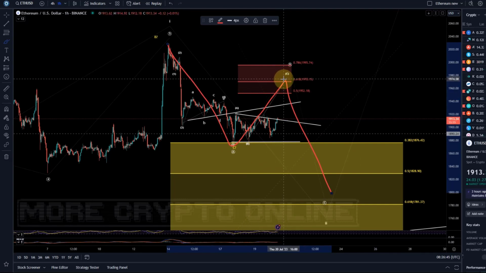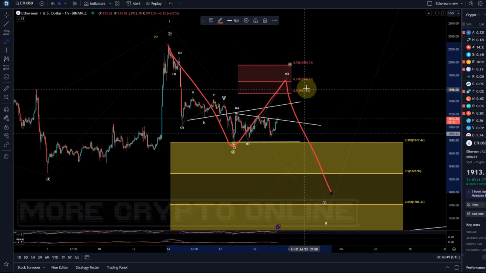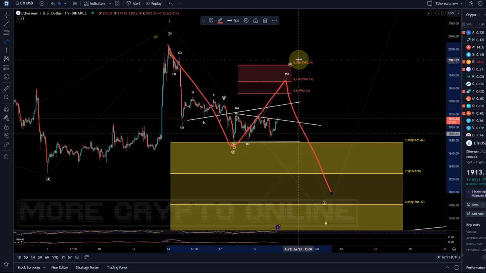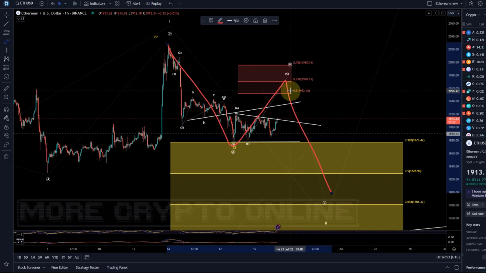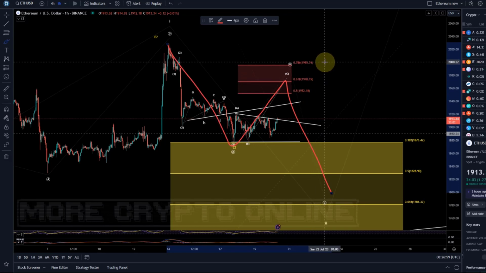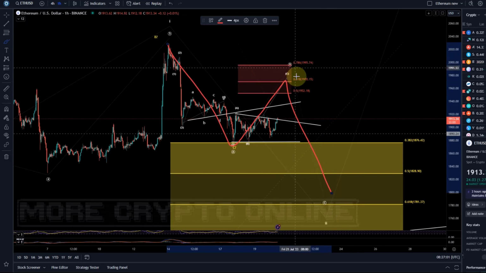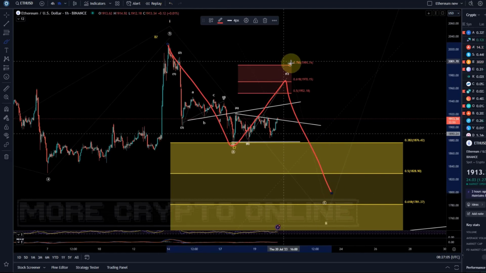B waves, again, are very difficult. They can be very short, they can be very long. What I have put on the chart here between 1950 and 1995 is more a guide to give you an idea where it could land. This is an area to watch: 1950, 1970, 1995. And from here it could then move down in a C wave. If we have a sustained break above 1995, it might be something more bullish.